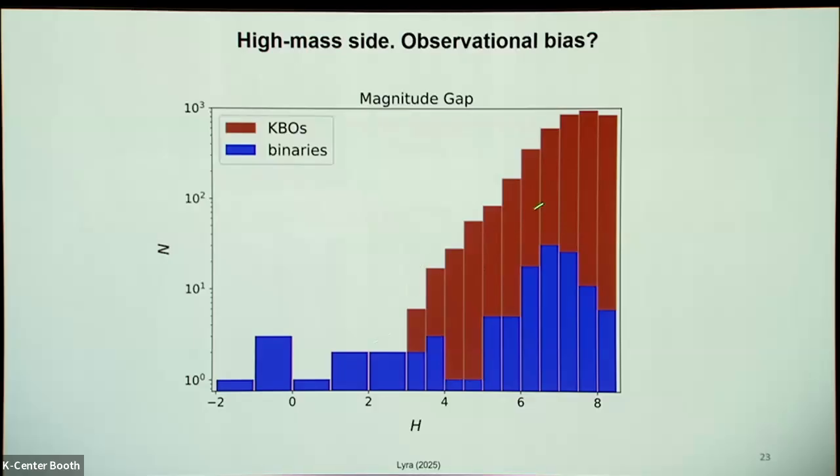The objects exist there, it's just that it's difficult to find the binary. So the low mass side is the cold classicals, and on this side you would have the low mass objects in this gap here. Maybe they are there. You can see maybe they are lurking here, but it's hard to identify them as binaries.